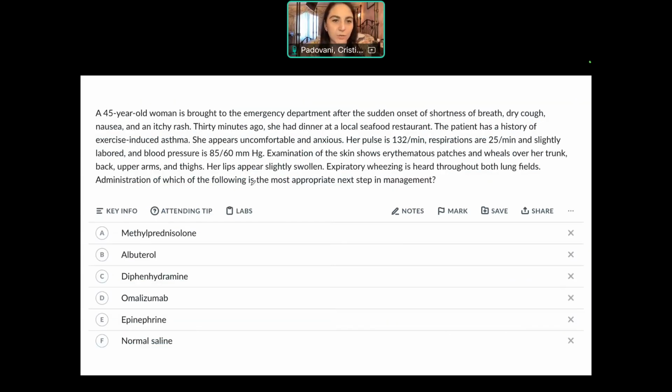Pause, and then administration of which of the following is the most appropriate next step in management? So what are we giving? We have a 45-year-old woman brought to the ED with sudden onset of shortness of breath, dry cough, nausea, and an itchy rash. 30 minutes ago, she had dinner at a local seafood restaurant. Uh-oh. The patient has a history of exercise-induced asthma. She appears uncomfortable and anxious, tachycardic, tachypneic, with labored breathing, and blood pressure 85/60. So they're telling you she's hemodynamically unstable, very hypotensive.